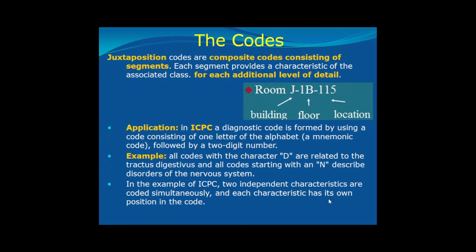In the example of ICPC, two independent characteristics are coded simultaneously, and each characteristic has its own position in the code. Another example of juxtaposition codes is the student group number. It starts with the faculty name code, then the first or second position, then the group number, and next is the subgroup number.